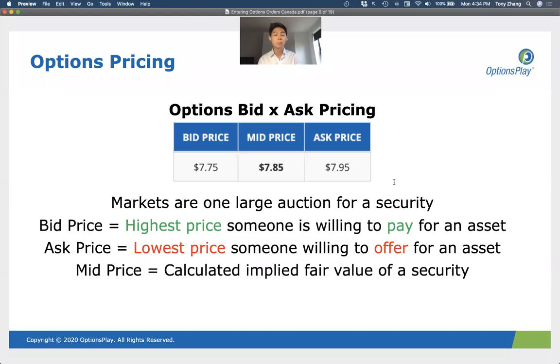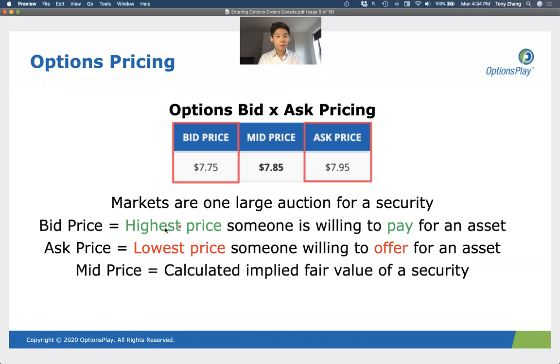And what the bid and ask price is telling you is simply the highest price someone's willing to pay and the lowest price someone's willing to offer you for a specific asset. So in reality, the markets only have two prices. They have a bid price and they have an asking price.